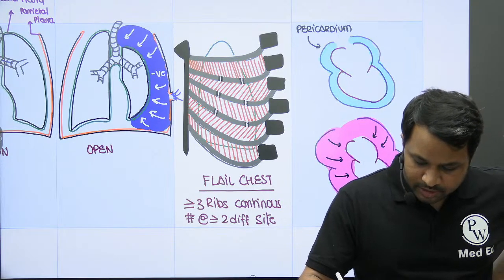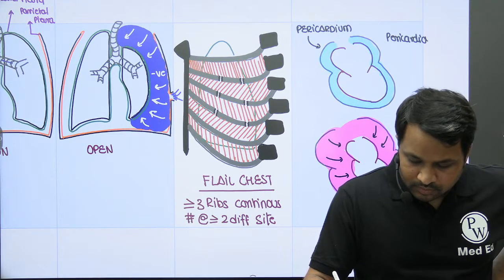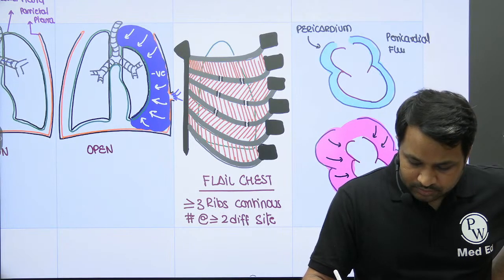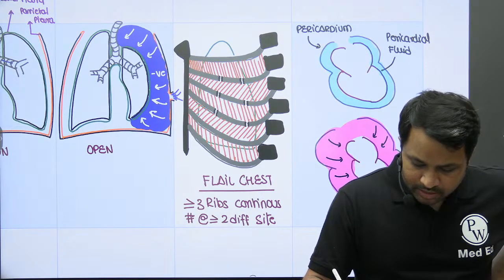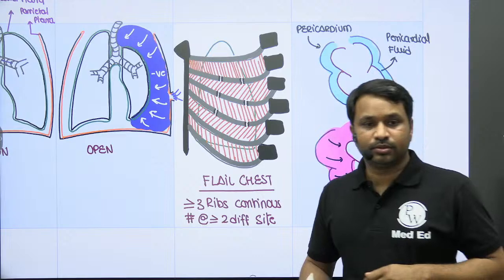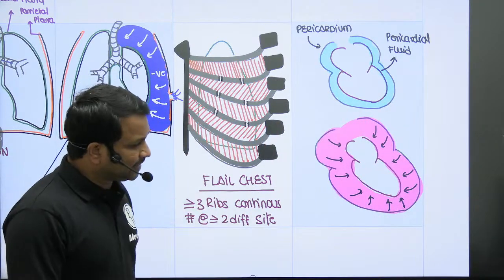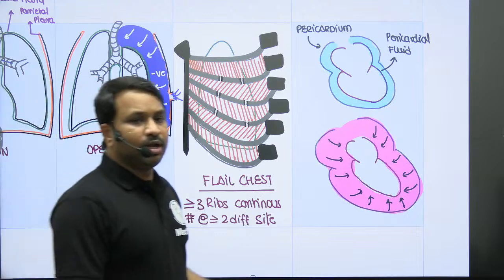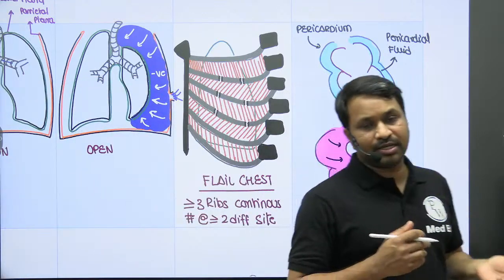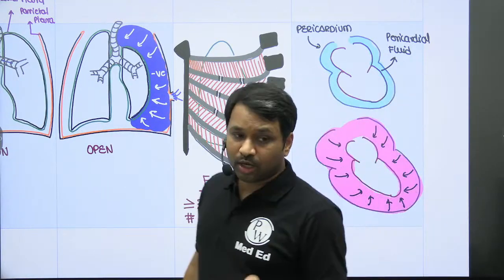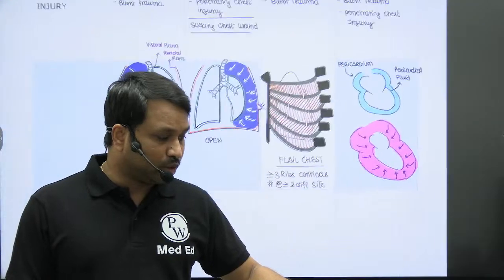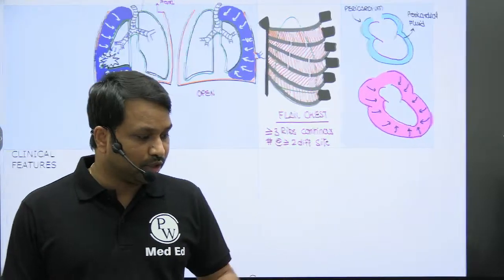And this happens to be the pericardial fluid, right? Now as more and more fluid accumulates, it is going to compress the heart. As the heart gets compressed, it will not be able to contract and relax effectively, hence resulting in obstructive shock. And that is the problem that you're going to deal with in flail chest.